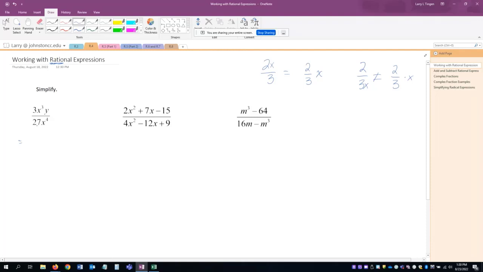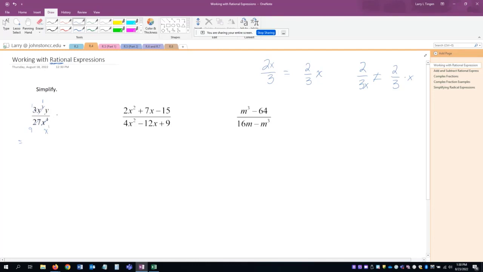But let's go ahead and do this division here. 3 and 27 both have a factor of 3. 3 divided by 3 is 1. 27 divided by 3 is 9. All right, I've got x's in common. This is x cubed. This is x to the 4th. Both of these have an x cubed in common. So x cubed divided by x cubed leaves me a 1. X to the 4th divided by x cubed leaves me what? X to the 1st, or just x, right?